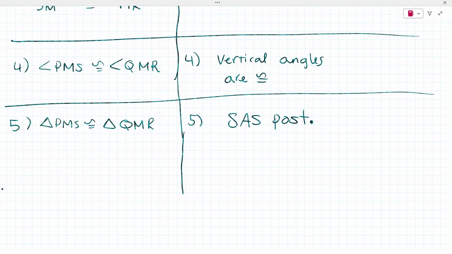Okay, that wraps it up for SSS and SAS postulate. The next video would be proving two triangles are congruent by ASA, angle side angle postulate, and AAS, angle angle side postulate. Okay, I'm going to stop here.